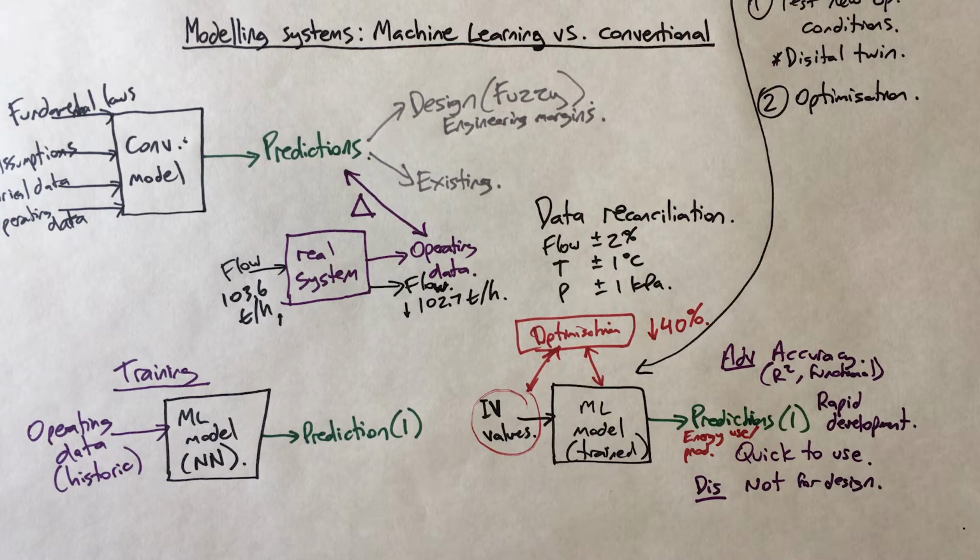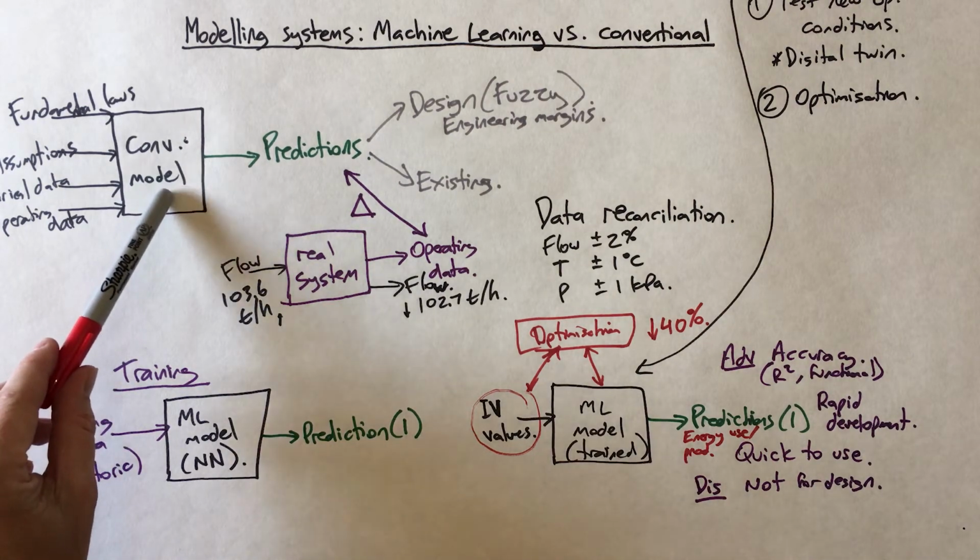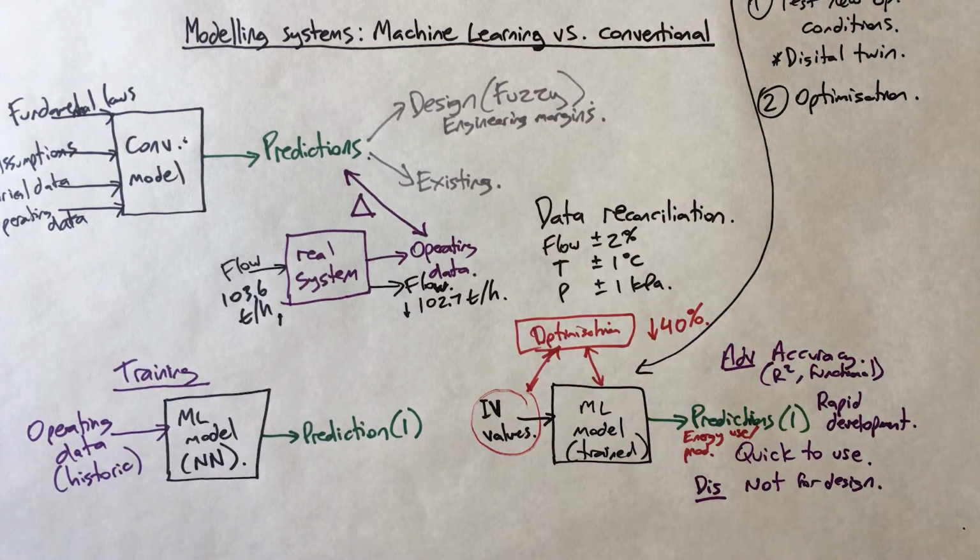So I hope that gives you a little bit of an idea of some of the differences between how you might model systems with machine learning versus conventional modeling. There's still a place for conventional modeling, especially in design. But I think over time, because of these advantages of accuracy and rapid deployment, you'll see a lot more machine learning models being developed for things like digital twins and optimization and so on as we go forward.